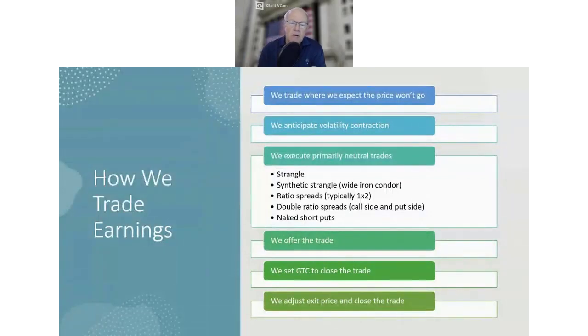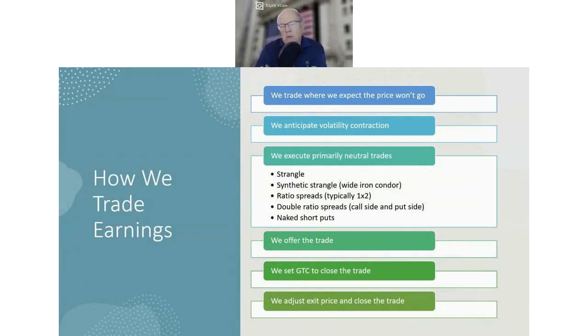So how do we trade earnings? How do I trade earnings? Well, first of all, as I said in the previous slide, I trade where I expect the price won't go. In most cases, I'm anticipating volatility contraction. We're in a very low implied volatility environment now, where the odds still work, the percentages still work the same, but you don't get the premiums. Sometimes the premiums aren't attractive enough for me, because the risk is not, in my case, congruent with the reward.